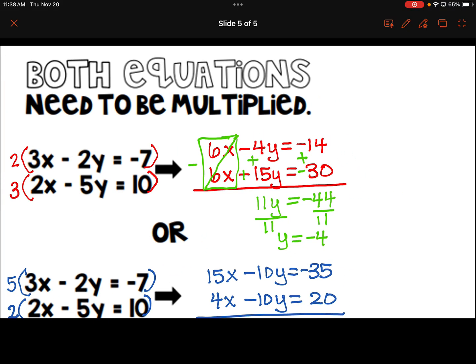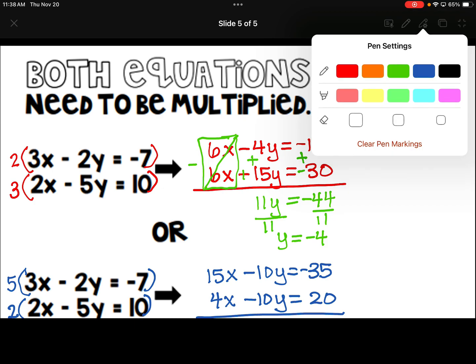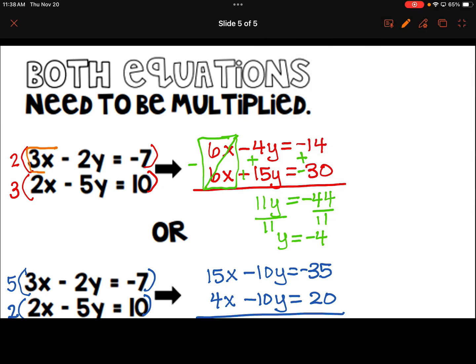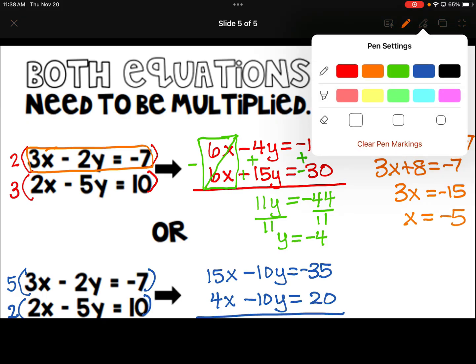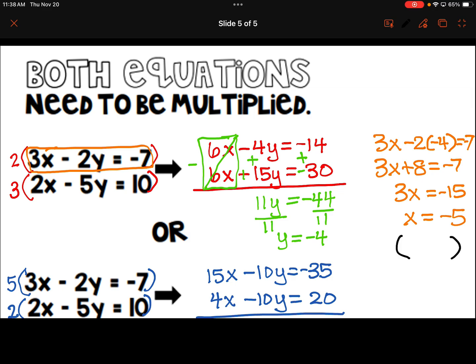Okay, now I'm going to come back to one of the first original equations. I'm just going to do the top one. So I'm going to take this original equation, and I'm going to substitute in the negative 4. So 3x minus 2 times negative 4 for y equals negative 7. So 3x plus 8 equals negative 7. Subtract 8, 3x equals negative 15. Divide by 3, x equals negative 5. And so again, my final answer here would have been negative 5.